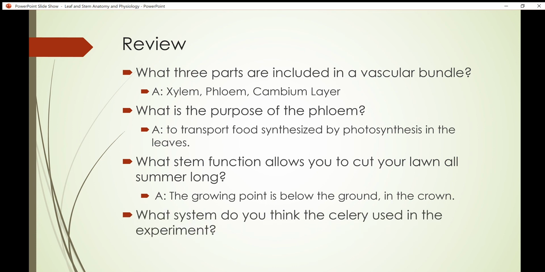Okay. What system do you think celery used in the experiment? It uses the xylem. I just explained that one. The xylem is the dead tissue that's like a straw. It's like a drinking straw for the plant.